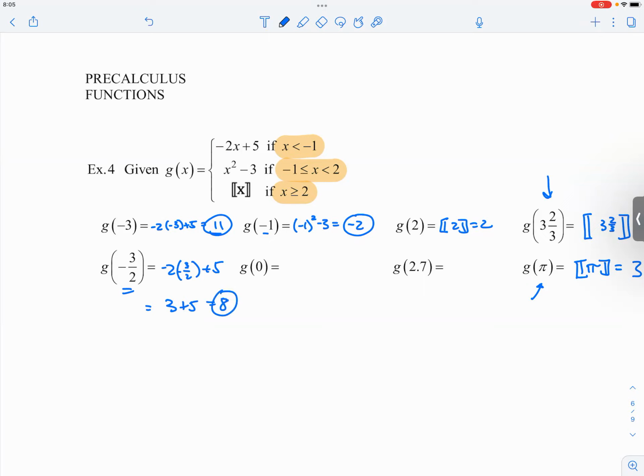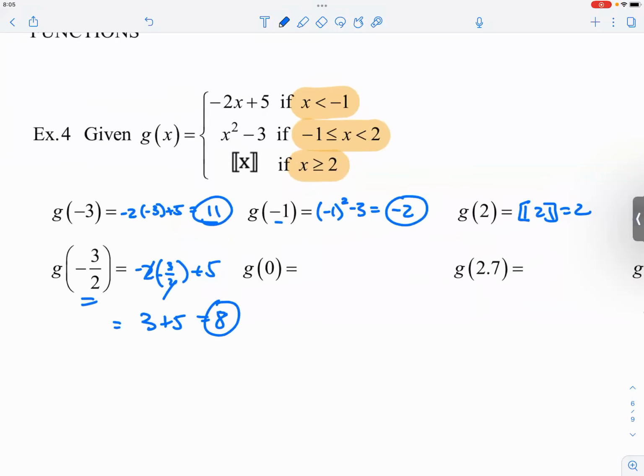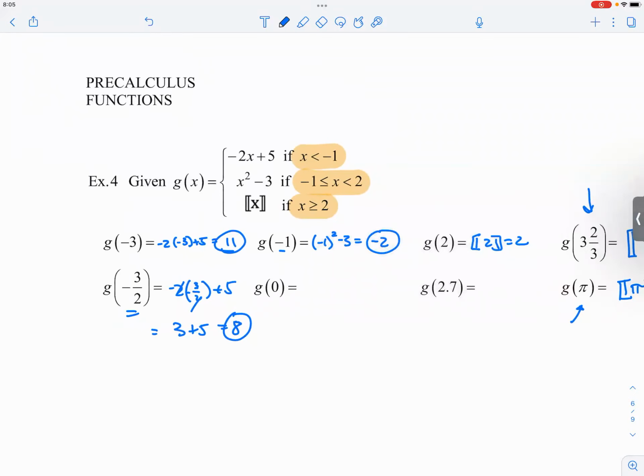Okay, make sure you take care of the negatives. Make sure you cancel the 2 before you multiply them. G of 0, we will use the middle piece because it is right in between -1 and 2. So 0 squared minus 3, which is -3.